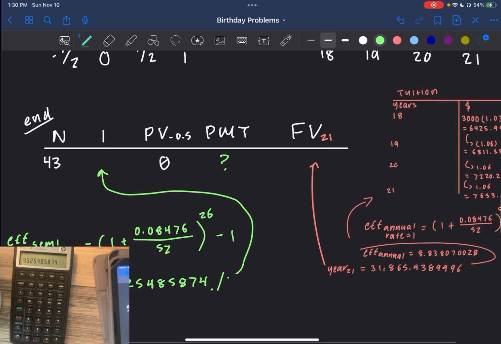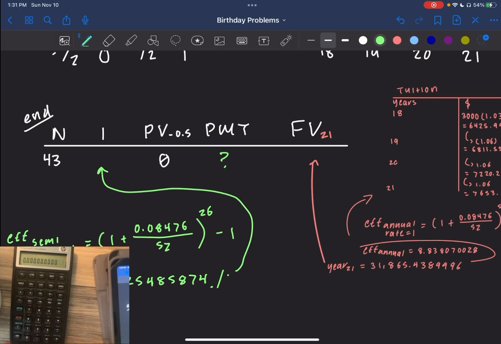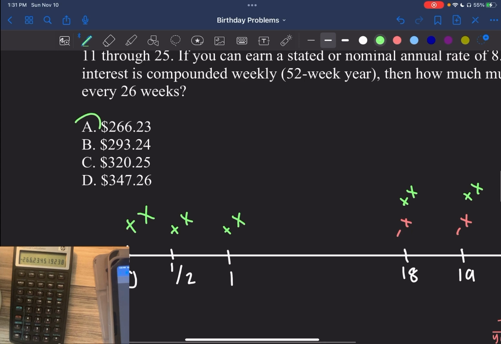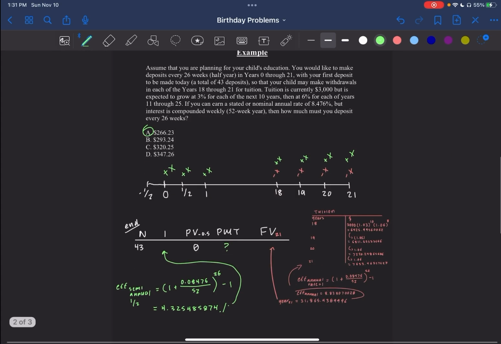So now we can do the final step of solving for our payments. We're in end mode, remember. So if you're in begin mode, make sure you switch out of that. We're going to do 43 for n. Our I is going to be the effective semi-annual rate that we just found of 4.3254885874. Our present value is 0. And our future value at year 21 is going to be 31,865.4389996. And our payment is going to be $266.23. And that is going to be answer choice A. And that is the end of this problem. Thank you all for watching.